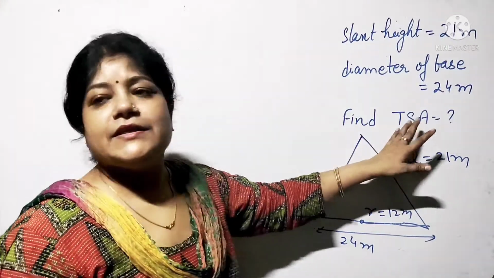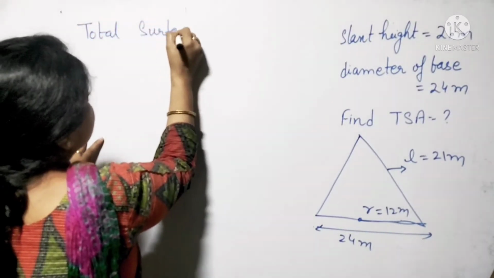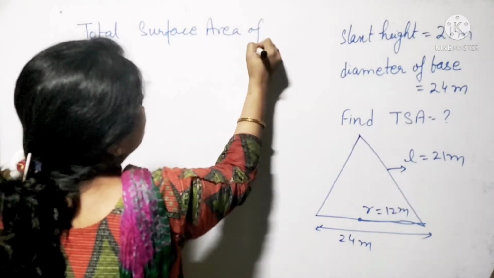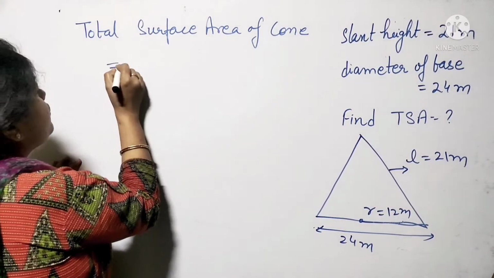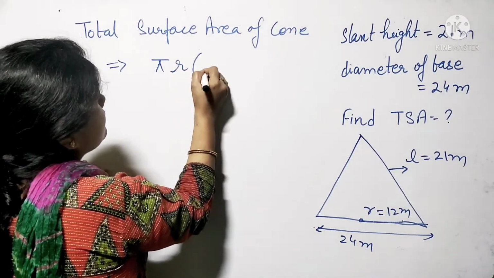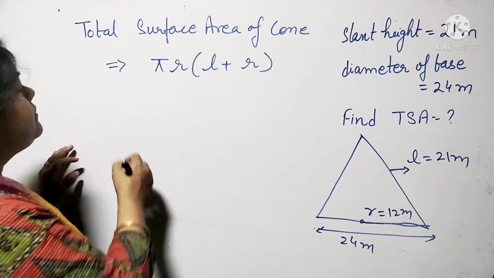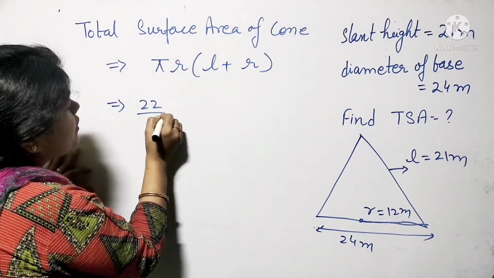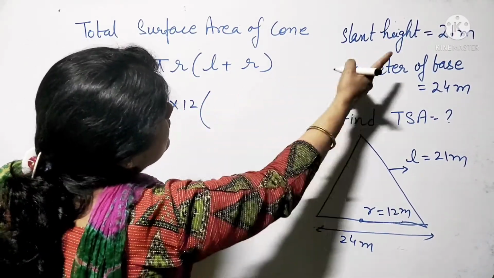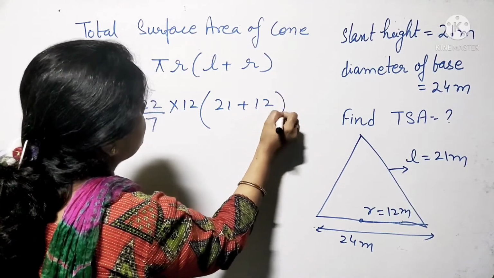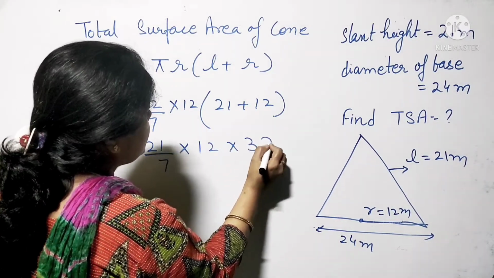Now we have to find TSA. TSA means we have to find the total surface area of a cone. Now what is the formula for the total surface area of a cone? Its formula is pi r into l plus r. Okay, just remember this formula. Now in place of pi we write 22 upon 7. Radius we take 12, and l plus r, that is slant height plus radius, is 21 plus 12.